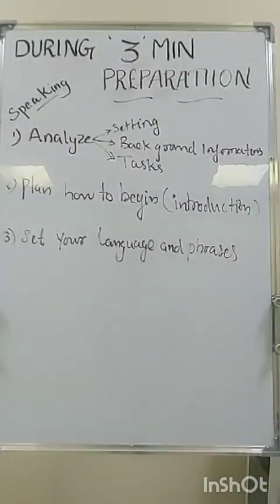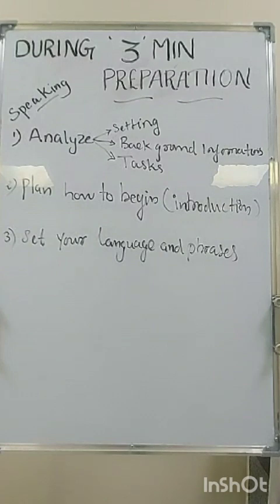Today I will discuss how to use your 3 minutes preparation time effectively for a perfect speaking subtest. So when you get your roleplay card for your speaking session, you follow these 3 steps for effective conversation during your speaking subtest. The steps are: first one, analyze your role play card. Second one, plan how to begin. Third one, set your language and phrases.